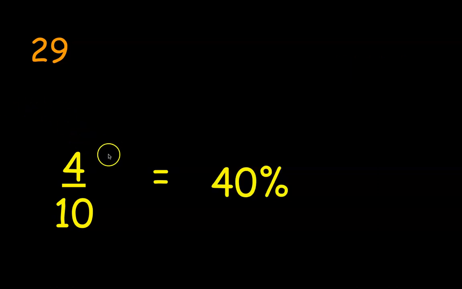40%. Now, this denominator here, 10, I could easily multiply this by 10 and get 100. So I need to do the same at the top, the numerator, which ends up with 40 100ths. 40 100ths is equivalent to 4 tenths. 40 100ths is 40 out of 100, which is 40%.